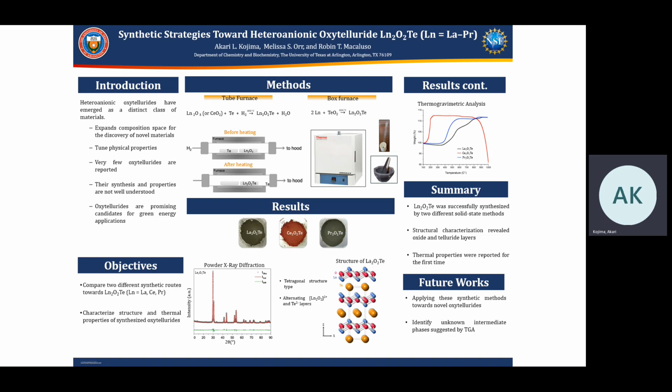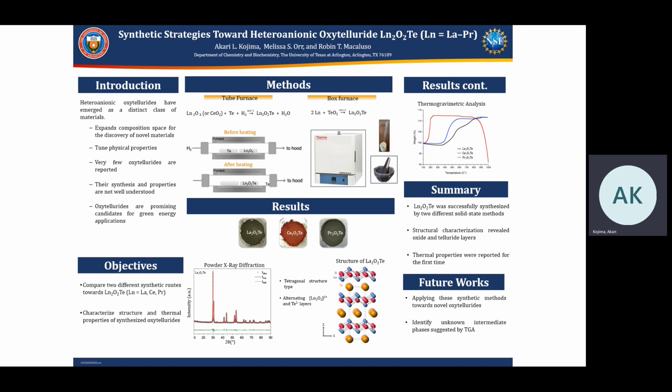As for the products, we visibly observed different colors for each oxytelluride, and these products were observed in the powder X-ray diffraction. It was revealed that the structure of these oxytellurides is tetragonal and has alternating rare earth oxide and telluride layers. It was also revealed that all three samples have different thermal properties observed by the thermogravimetric analysis.